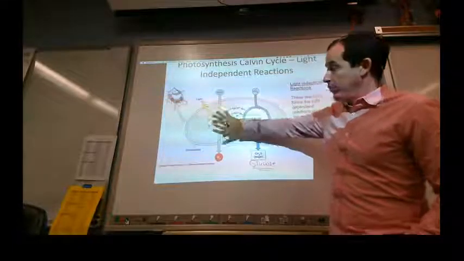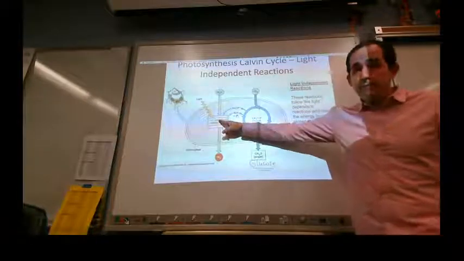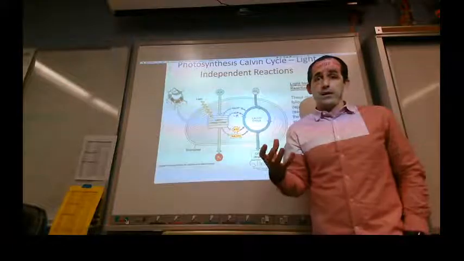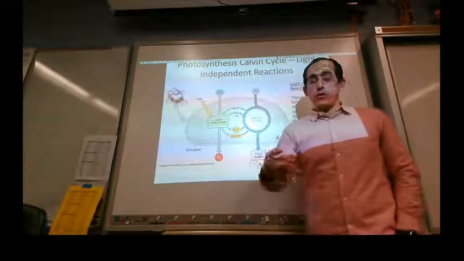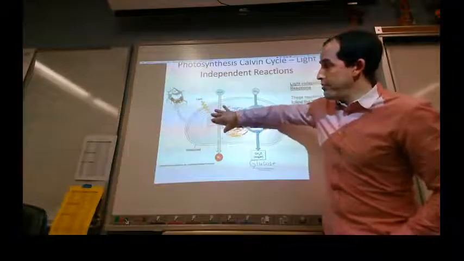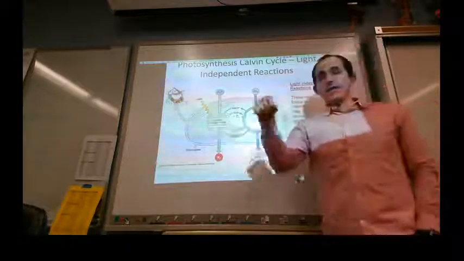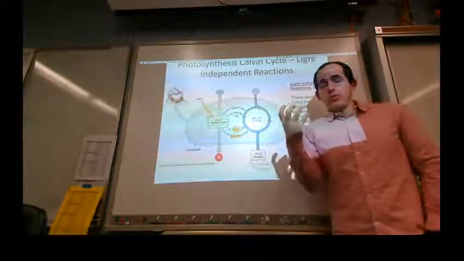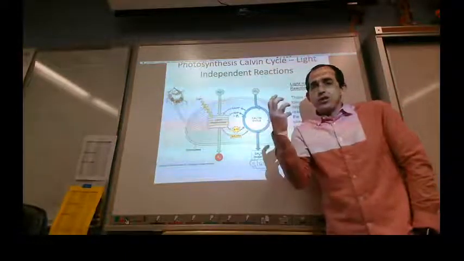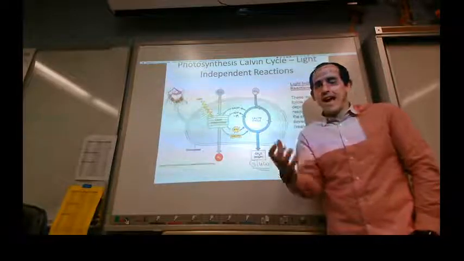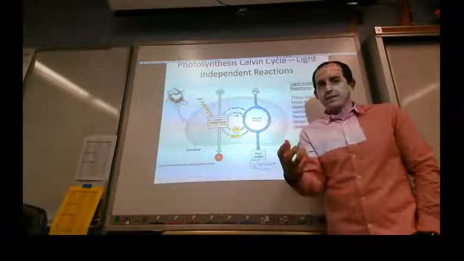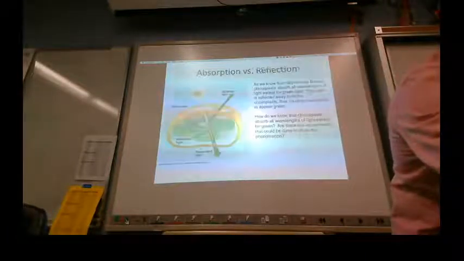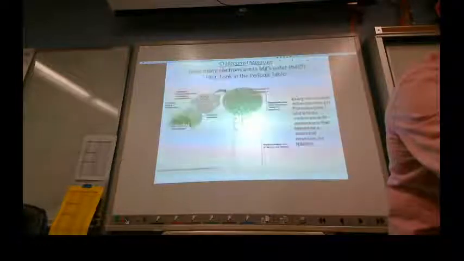How does this work? Well, on that inner membrane of the chloroplast, that's where we're going to have all of these pigment molecules: chlorophyll A, chlorophyll B, these carotenoids. They're going to be located in here. And it's their job to absorb that energy from the sun so that we now have that energy to drive these reactions. How cool is that? So, let's look at how this process works.